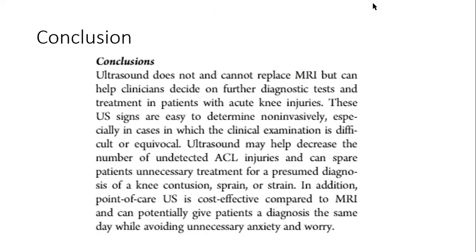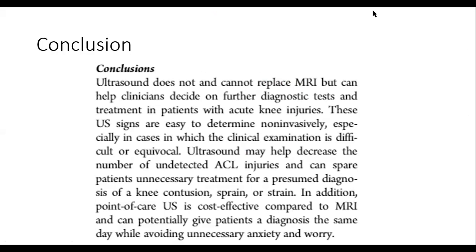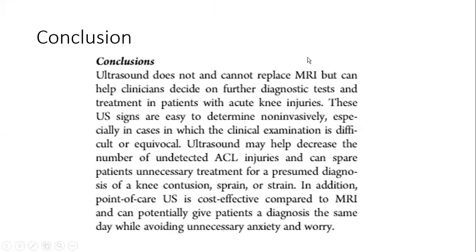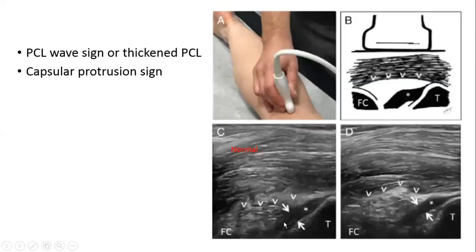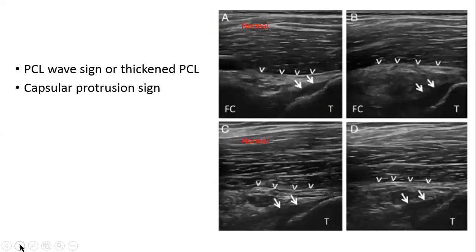Any questions so far on this study, ACL indirect signs? Mohini, this one would be super important to scan bilaterally. Yeah, side-to-side comparison. You want to do that, especially for the second and third signs, which are the PCL wave and capsular protrusion. As you can see here, the difference is subtle in this case. It's more obvious here and in the previous one, but it's subtle in the last case. So I would say side to side is important.